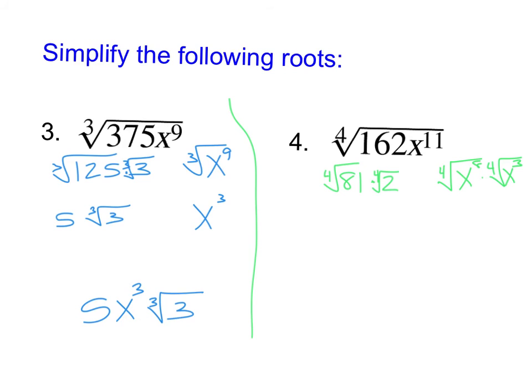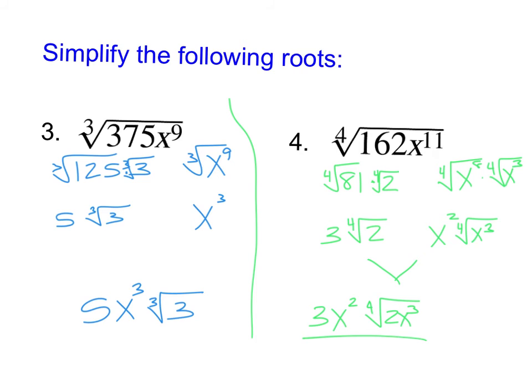The 4th root of 81 is 3 times the 4th root of 2. And then the 4th root of x to the 8th, just again, divide. 8 divided by 4 is 2, x squared. And then you're left with the 4th root of x cubed. Combine those back together. The outside numbers go together. Your inside numbers go together.